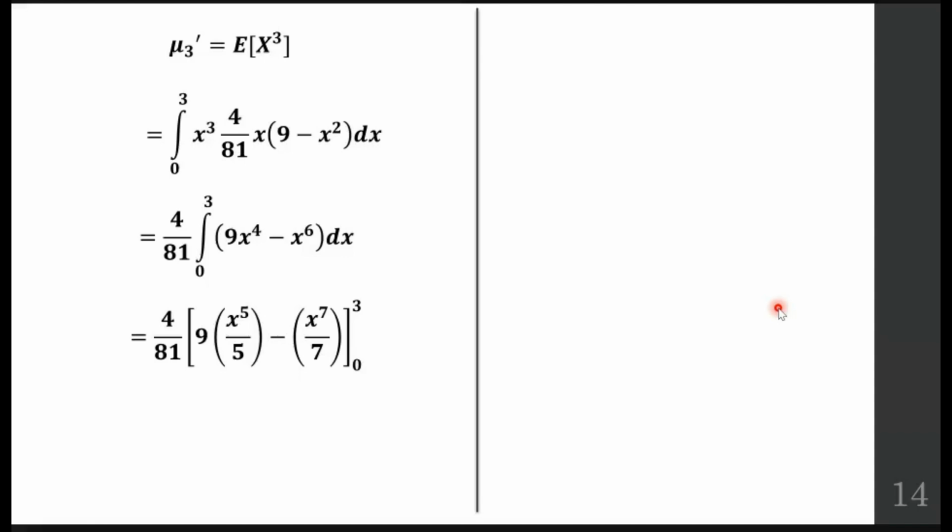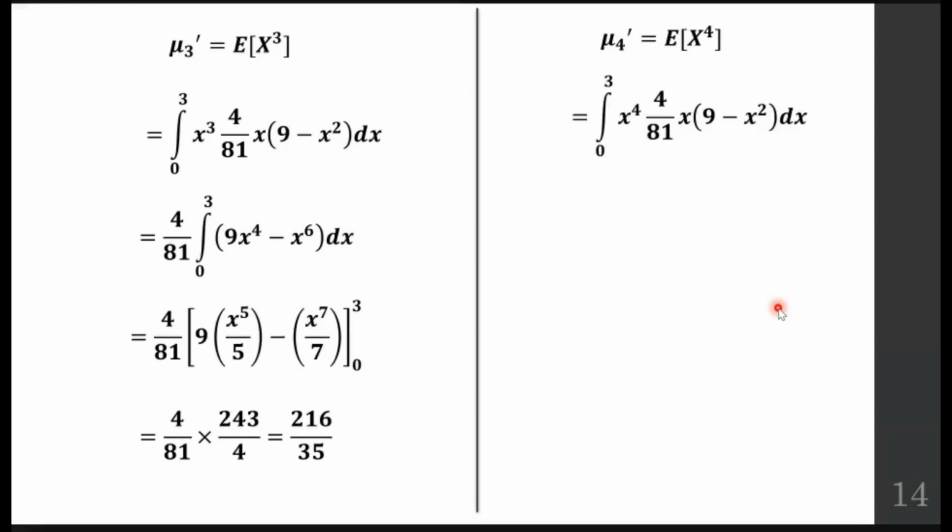Apply the upper limit. Again, lower limit will become 0. 216 upon 35. Okay, I think that is right. Yes, 216 upon 35. Now one more to do: mu 4 dash.